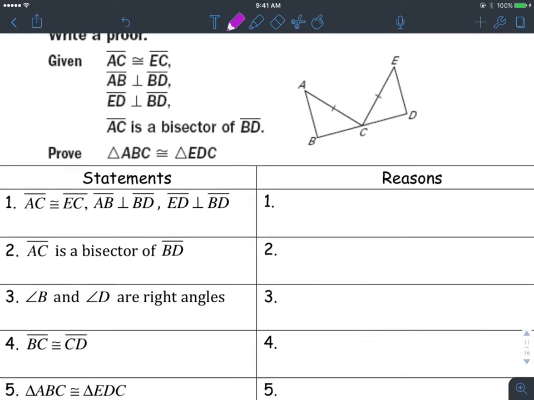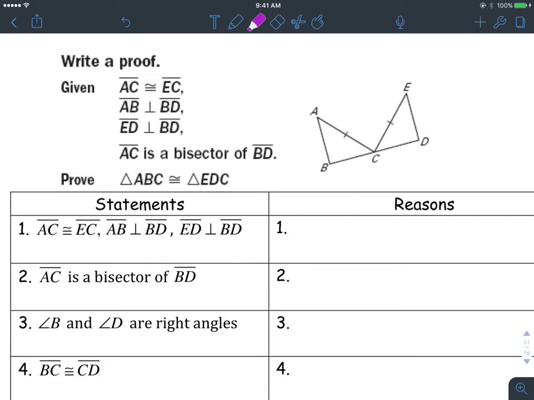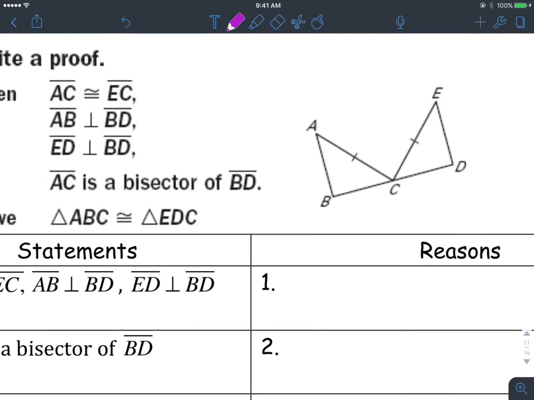So let's see what's going on with this one here. A bunch of given things here. I guess AC is congruent to EC. That's already marked for us. So that's nice. Next thing is AB is perpendicular to BD. So that means you have a right angle there. And you also have ED is perpendicular to BD. So you have another right angle.